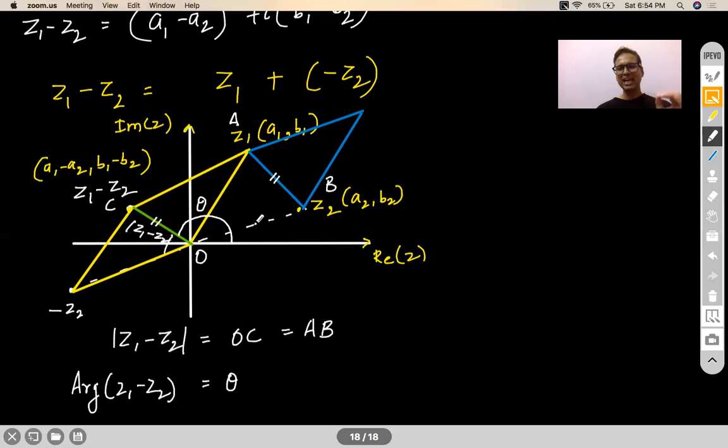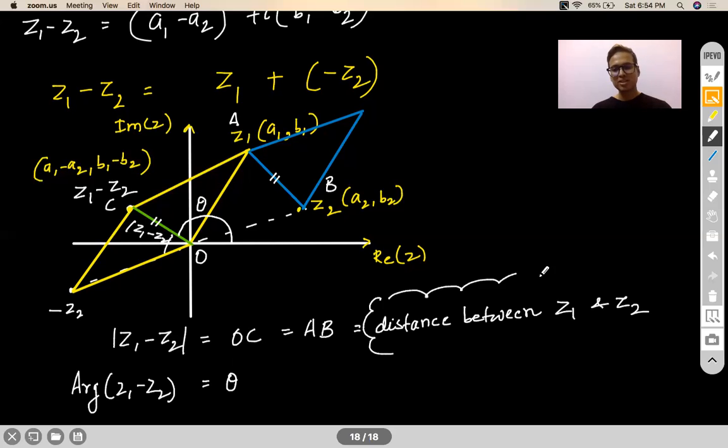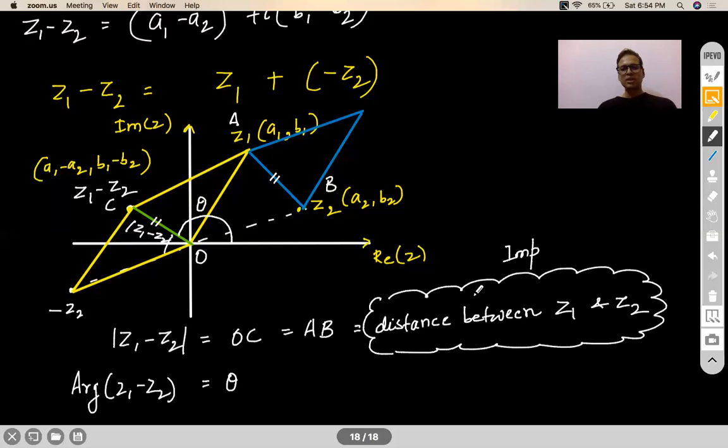So you can say that mod z1 minus z2 basically represents the distance between z1 point and z2 point. This is very, very important. Please note this down. Super important concept. Mod z1 minus z2 represents the distance between the 2 points a1, b1 and a2, b2.